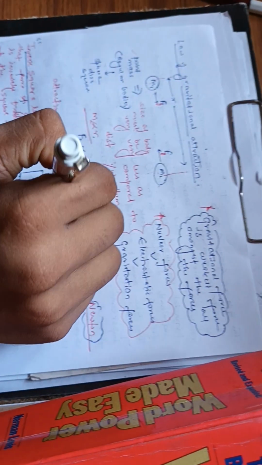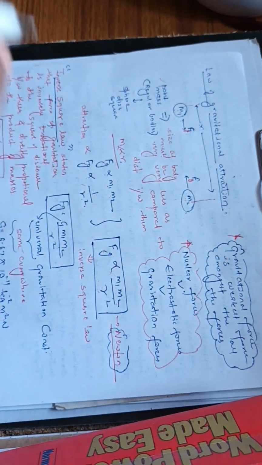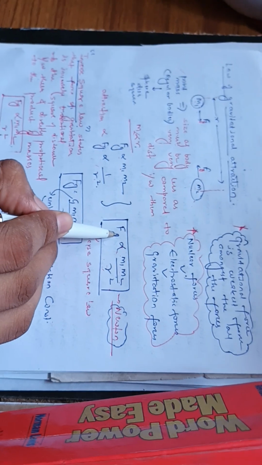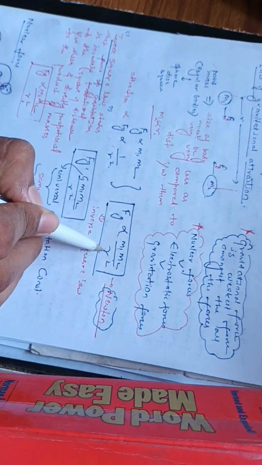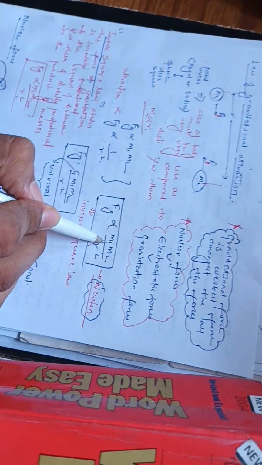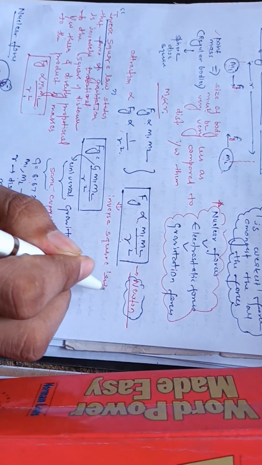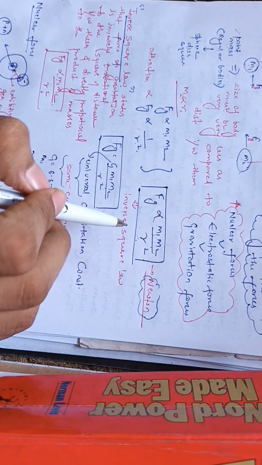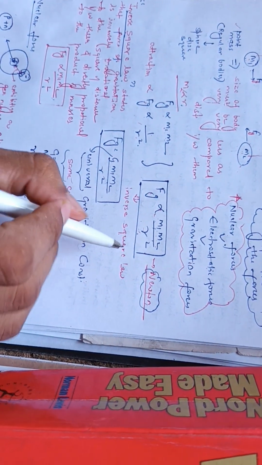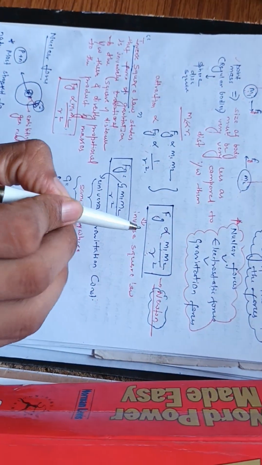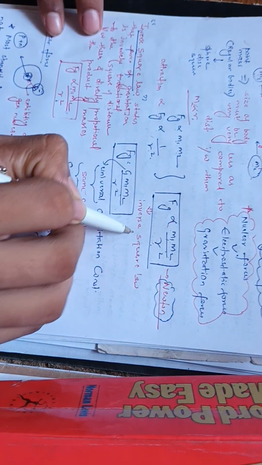So it is inversely proportional to the square of the distance between them. We can write Fg is inversely proportional to r square and directly proportional to m1 and m2. Now this is called the inverse square law. This law is given by Newton, and Newton's law is called the law of gravitational attraction, and we also say that this is an inverse square law.